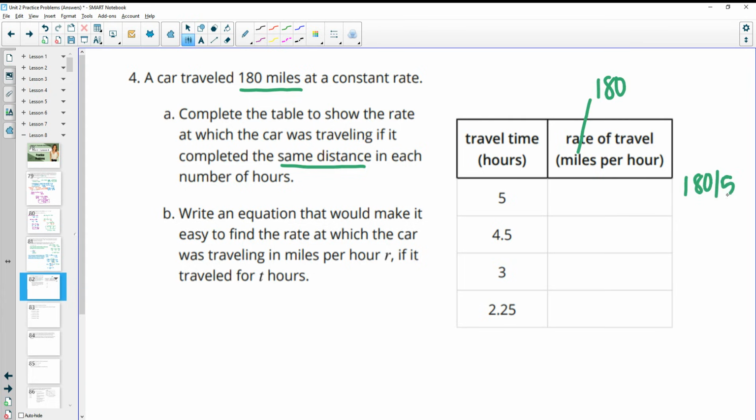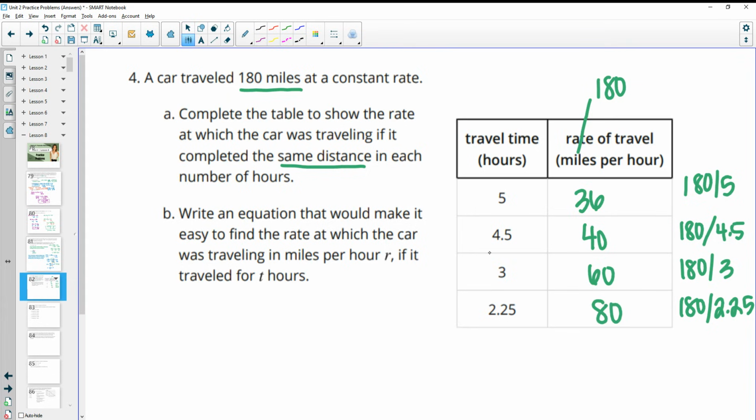So this one is 180 divided by 5, which is 36. This one is 180 divided by 4.5, which is 40. This one is 180 divided by the 3 hours, which is 60. And then 180 divided by 2.25 hours, which is 80.